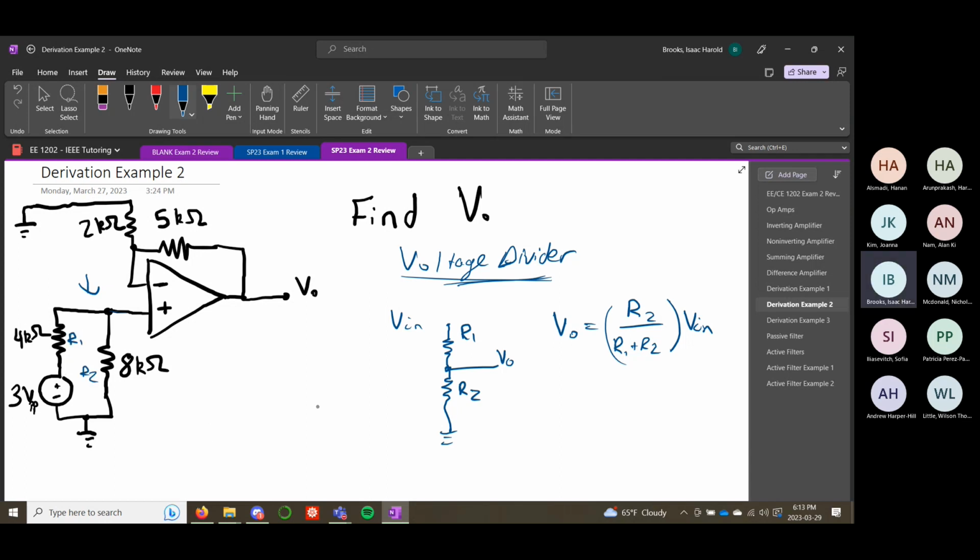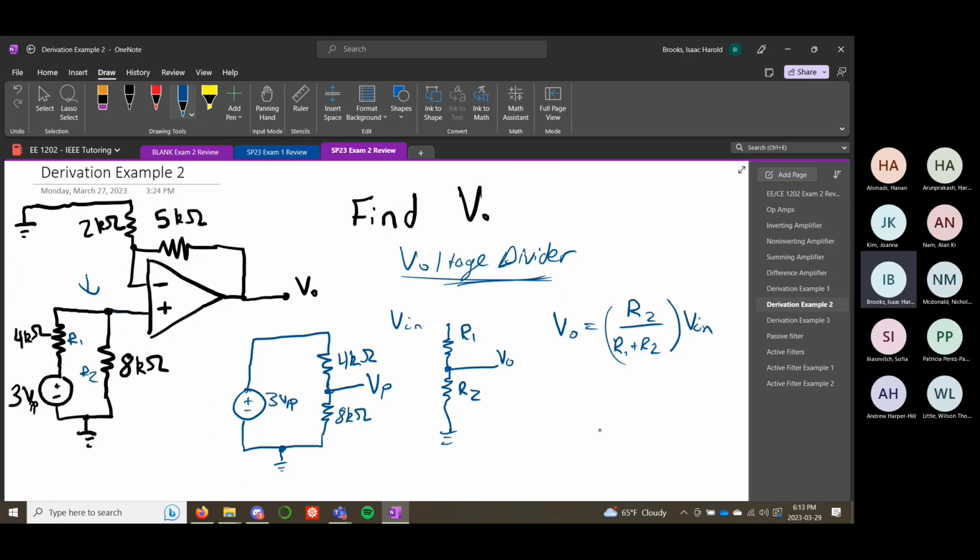If we were to stretch it out to look like this, we'd say we have 3 volts peak to peak. Then we go up, and this is our 4K resistor. This is our 8K resistor. And then we have ground connected at the bottom of both of them. In the middle, right here at this node, this is our positive voltage input.